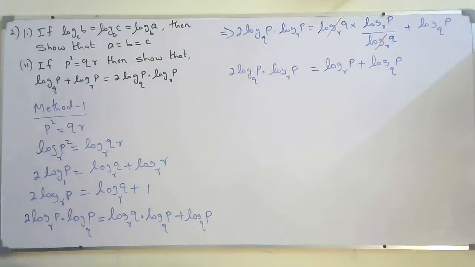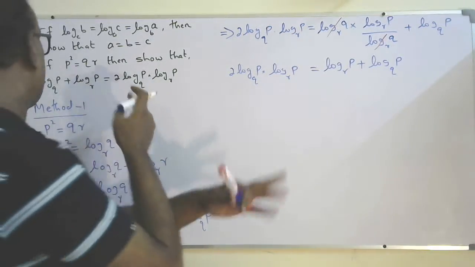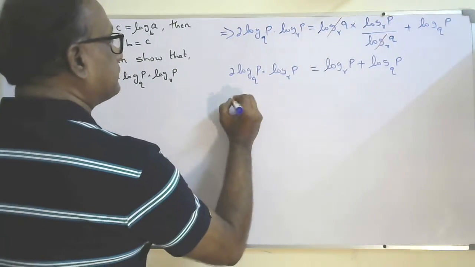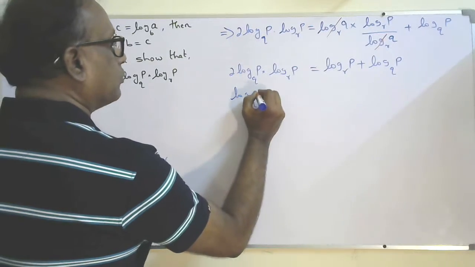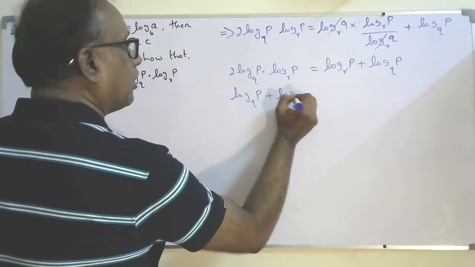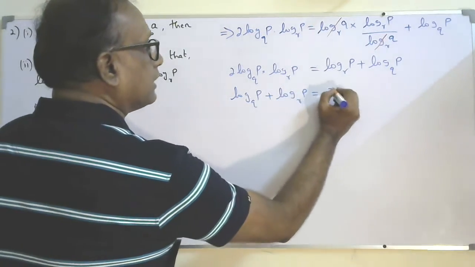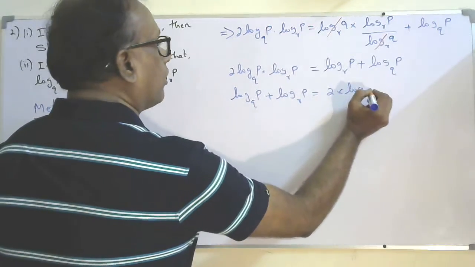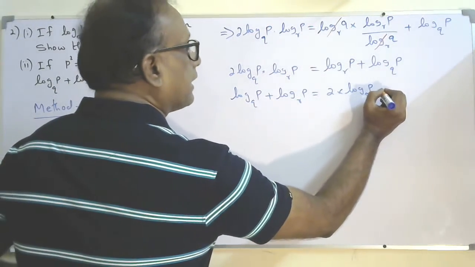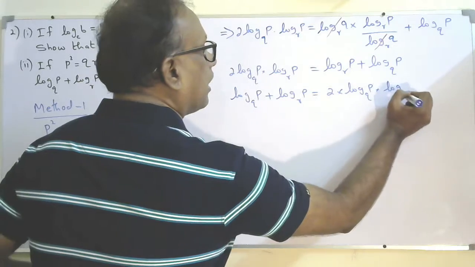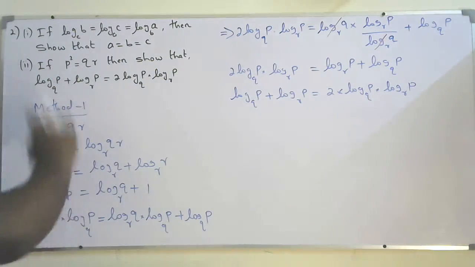So that's the relationship. Now I can write it the other way. To the left, I can put this as subject, that is log Q of P plus log R of P equal 2 times log Q of P into log R of P. See, the same thing.